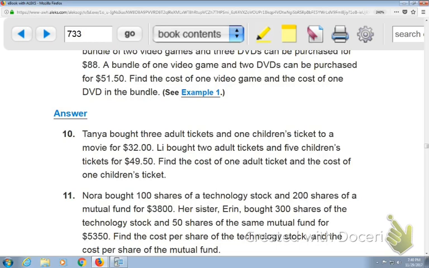Let's look at number 10. All right. This is what's called a mixture problem. Tanya bought 3 adult tickets and 1 children's ticket to a movie for $32.